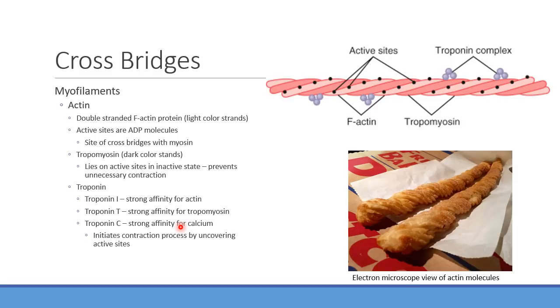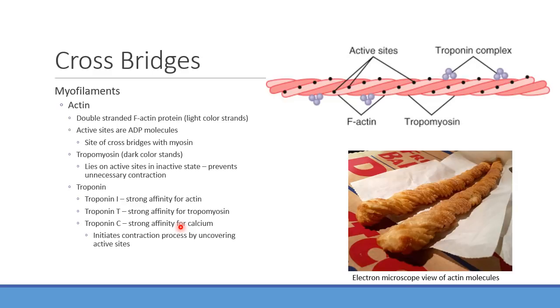Okay, so calcium comes in, interacts with troponin C. That's going to cause the tropomyosin to uncover those ADP active sites. And this is what's going to initiate the contraction with the myosin. Everyone with me so far? And then when you get rid of the calcium, what happens? It's going to go back to its original conformation. The tropomyosin then covers up the ADP, and that prevents it from interacting with the myosin itself.